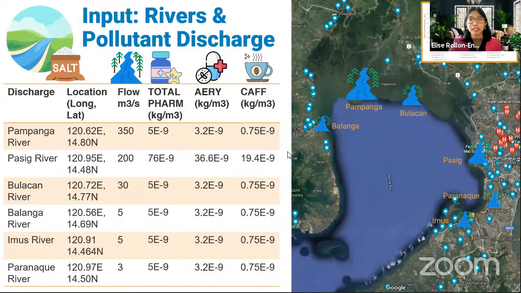For the rivers, we accounted 6 major rivers: Pampanga, Bulacan, Pasig, Parañaque, Imus, Balanga. And we used the flow from the annual mean volumetric flow of the rivers from Alejandrino, 1976. And for the total pharmaceutical pollutant concentration, we used the data from Mariano Singh et al. in 2016. We also used the individual concentrations of anhydroerythromycin and caffeine.